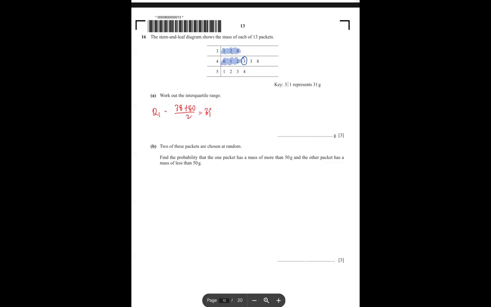First quartile is 39. Then you look at the second half of your group. The second half of the group is here. Then the middle is between 51 and 52, so Q3 is between them, which is 51.5. Your IQR, the interquartile range, is just the difference between these two. This is 12.5.